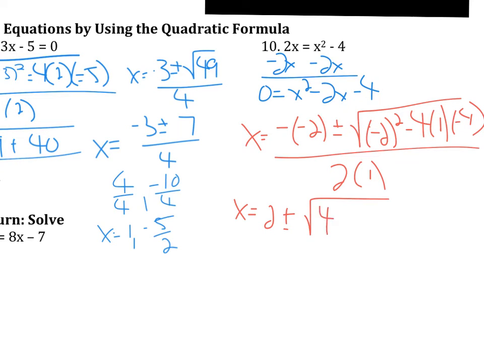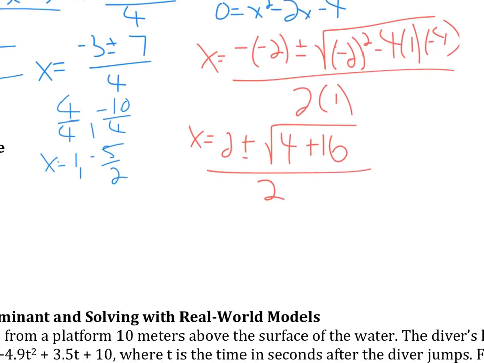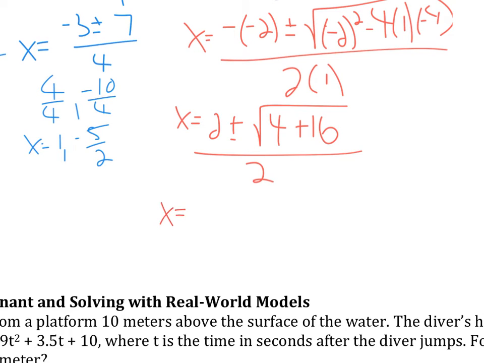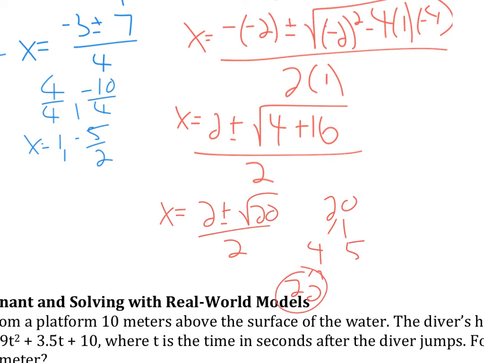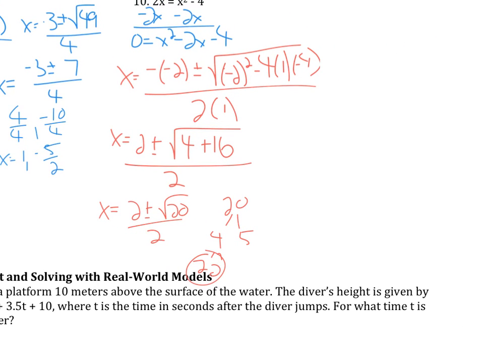Negative 2 squared is 4. 4 times 1 is 4. Times 4 is 16, and then we have 2 negatives, so that is a positive 16. 2 times 1 is 2. So then we get x equals 2 plus or minus the square root of 20 all over 2. And then 20 we can break down to 4 and 5. 4 becomes 2 and 2, so there's a pair of 2's. So this becomes x equals 2 plus or minus 2 root 5 all over 2.